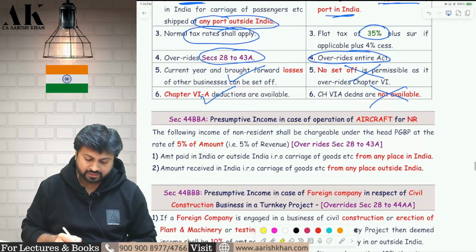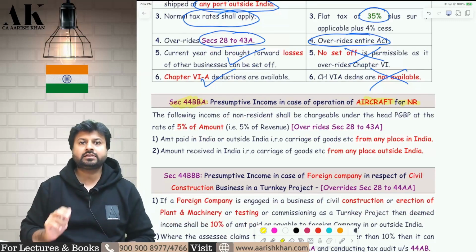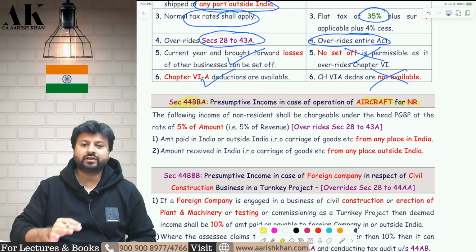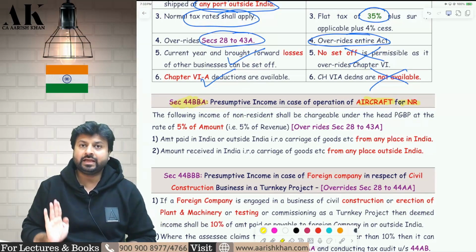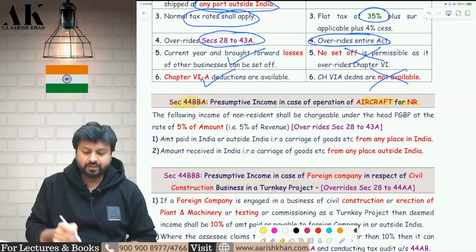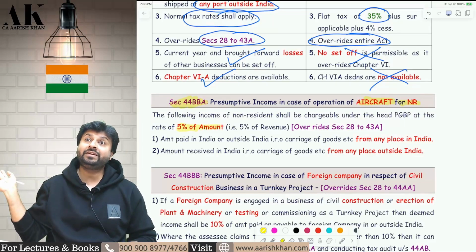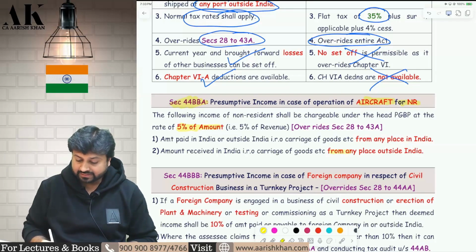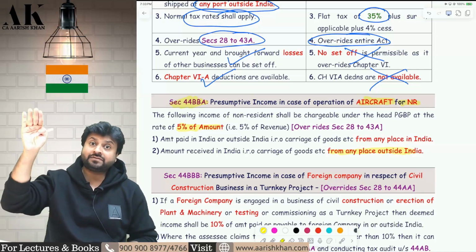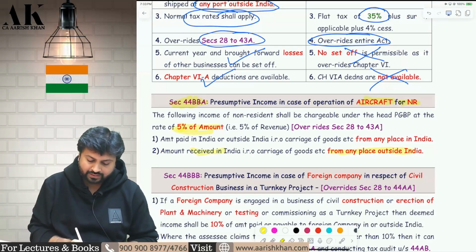Now let's go on to the next presumptive section, 44BBA. This is in respect of non-residents who are engaged in the business of operation of aircraft. For them, the deemed income is very simple. If the aircraft is leaving from India, whatever money they earn, 5% of that will be deemed to be income. And if the aircraft is flying from anywhere outside an Indian airport and the money is received in India, then also 5% will be deemed income.